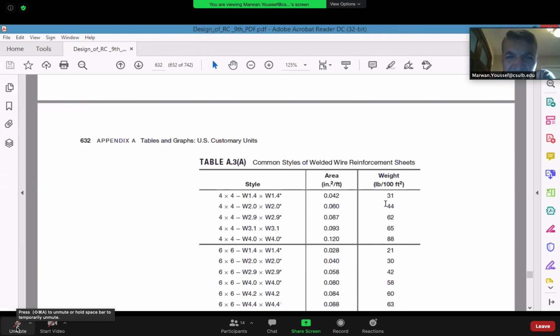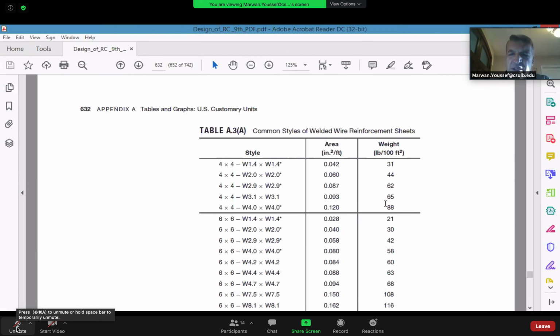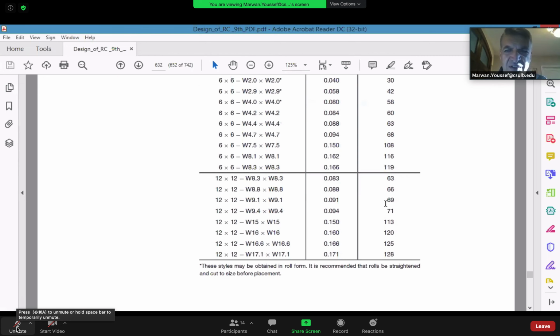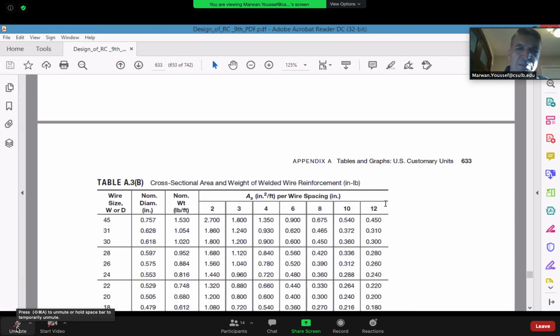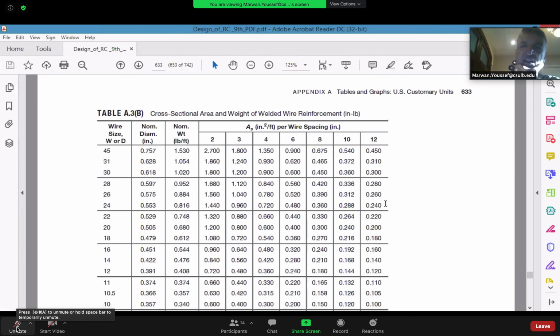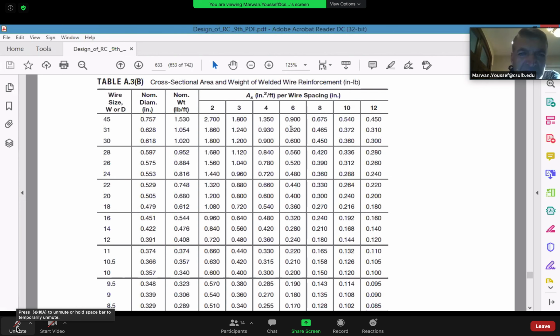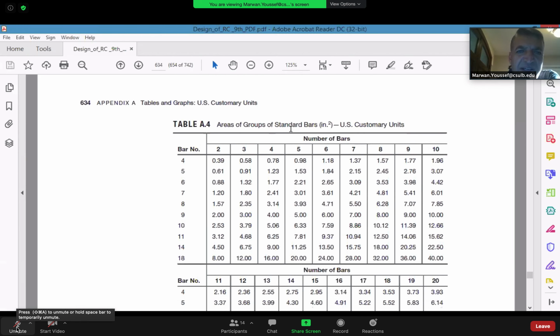Okay, the next table is about the welded wire fabrics, welded wire sheets. Remember we said we're not going to use that, but it's here. We didn't worry about that. You don't use it a lot in buildings. This is important here. So this table, no, that's still about welded wires. We don't need that. This is one here, A4.